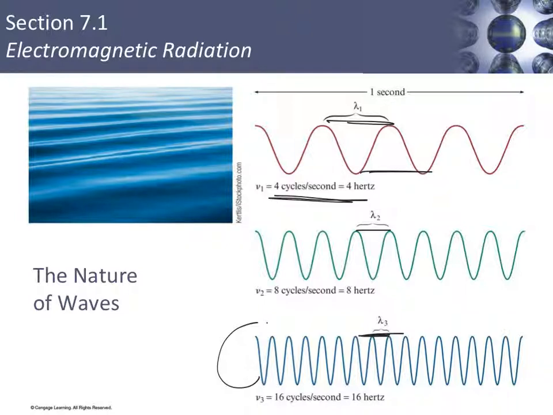So the two things are inversely related, and since they're always equal to c, and c is a constant, that means that if we know the wavelength, we can calculate the frequency. If we know the frequency, we can calculate the wavelength.